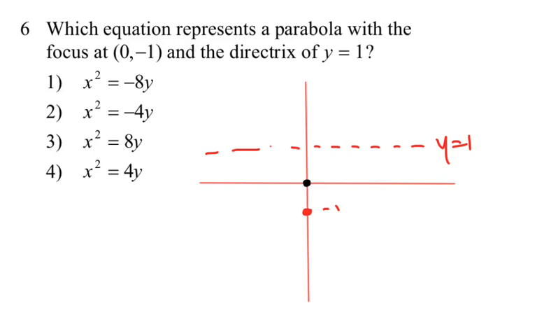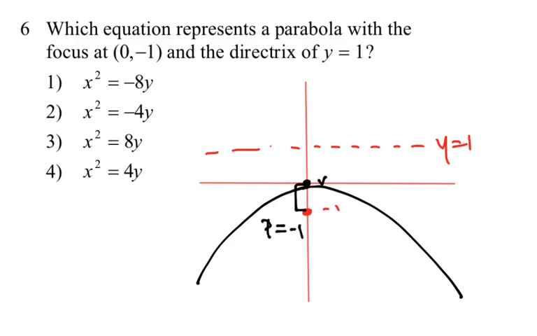All right. Then the vertex must be right in the middle, which happens to be the origin, between those two. Now, we realize, hey, because the directrix is above the vertex, we know that the parabola will come downward this way. And then the p value here is equal to negative 1. Then the only thing that's possible is choice 2.